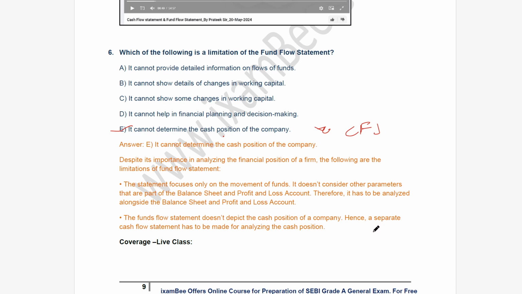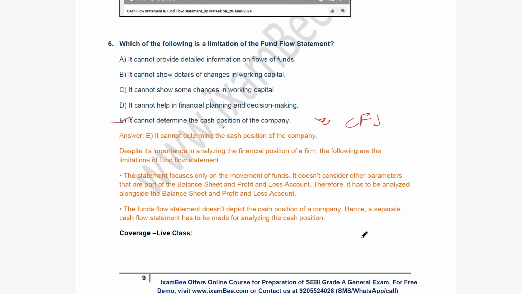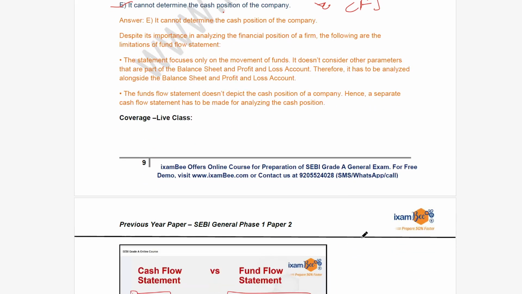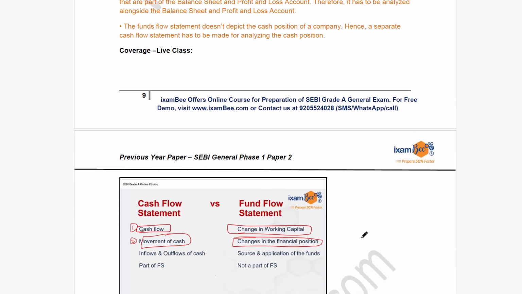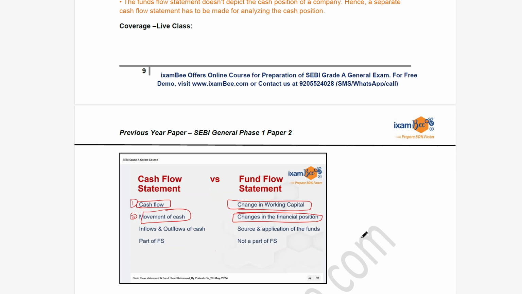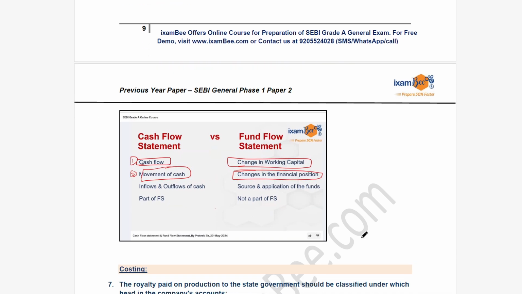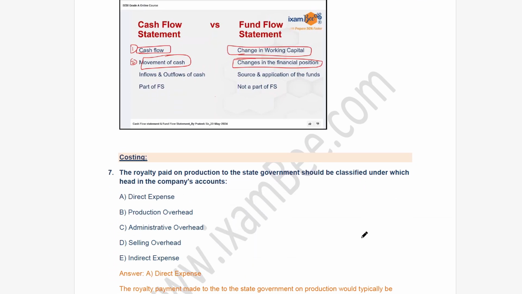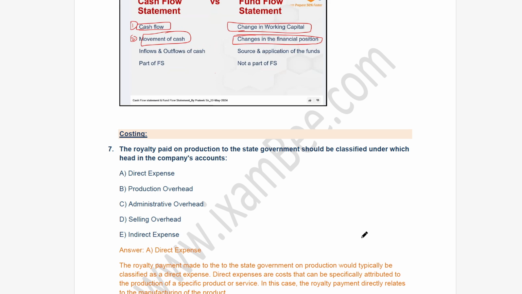Fund flow statement helps to understand the liquidity position by understanding how the working capital has moved, okay, what have been the sources of funds and what have been the uses of funds. This was again discussed in a live discussion by understanding the difference between the cash flow and the funds flow statement. Let's move on to the costing segment now.